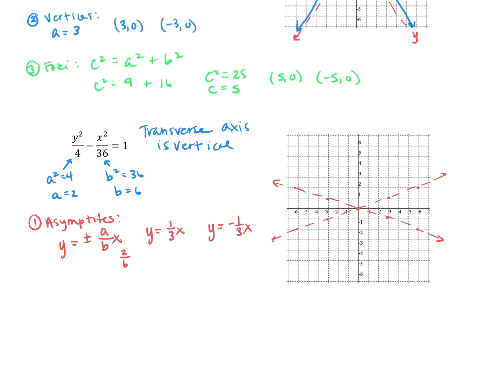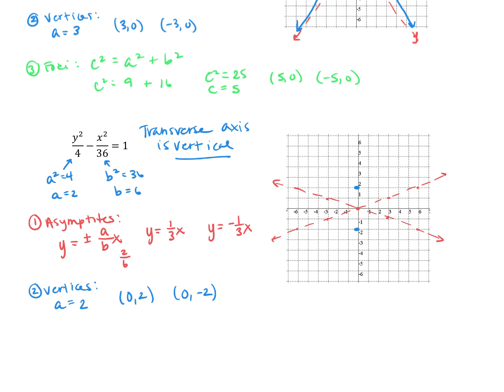All right, so next we find our vertices. The vertex is a units away from the center of your hyperbola, so we need to know our a value is 2. So the vertices will be 2 units away, but because the transverse axis is vertical, the vertices will be on the vertical axis, so on the y-axis. So those ordered pairs would be 0, 2, and 0, negative 2. So here's 0, 2, and here is 0, negative 2.